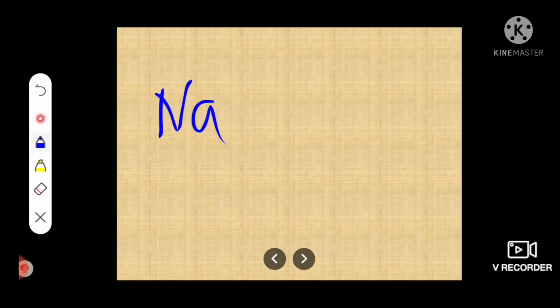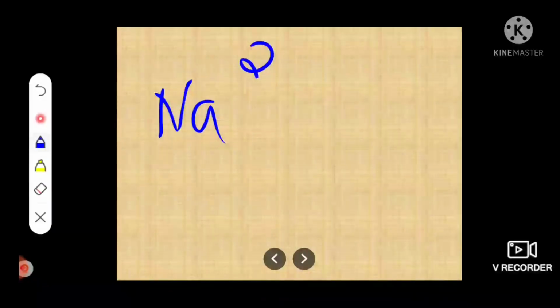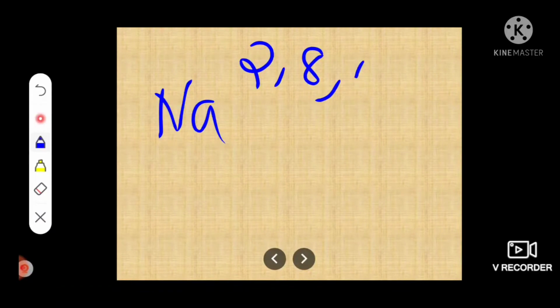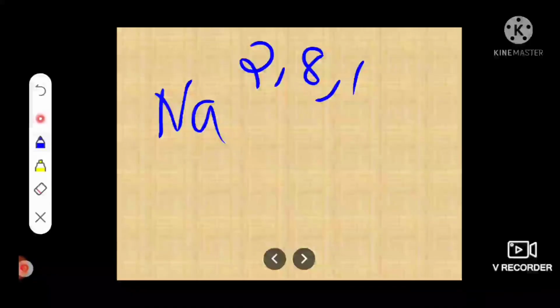How are Lewis symbols written? Lewis symbols are written by showing valence electrons as dots on the symbol of the atom. Here, sodium. Its symbol is Na. What is the atomic number of sodium? It is 11. Electronic configuration 2, 8, 1. Its outermost shell contains one electron and it is represented as a dot. This is the Lewis symbol of sodium.